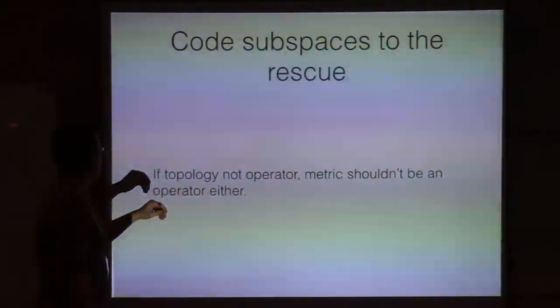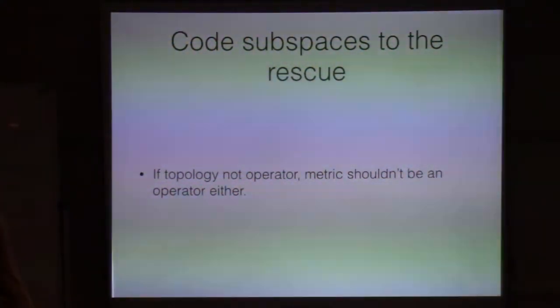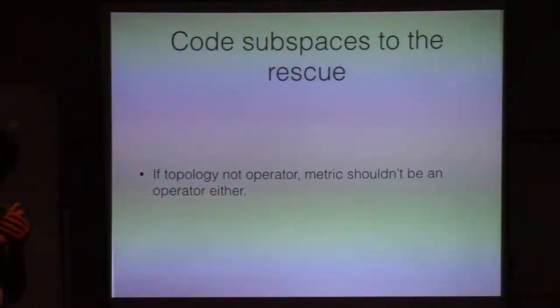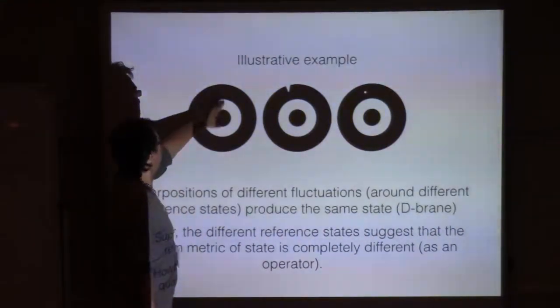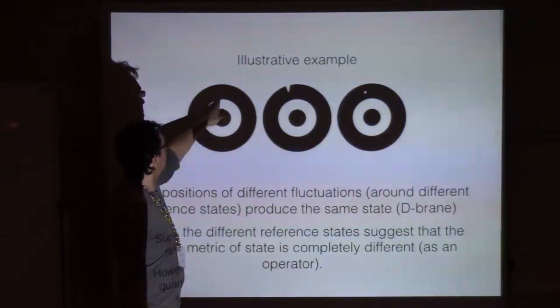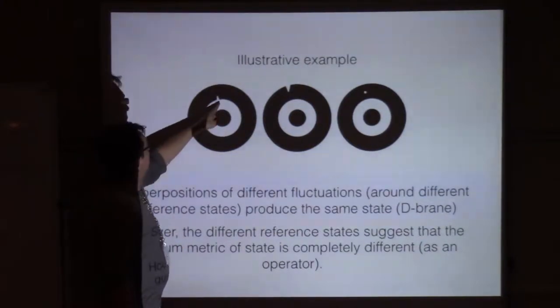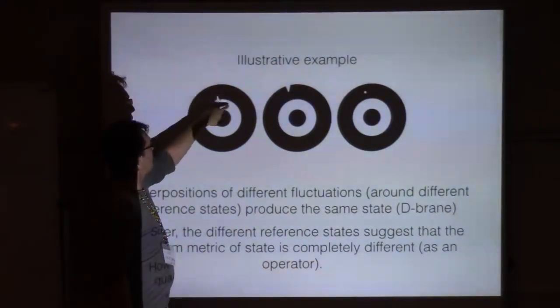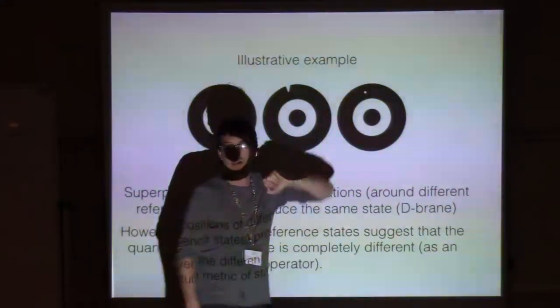So again, if topology is not an operator, just by walking a few steps, you say, well, the topology can be computed from a metric, and if that is not an operator, might as well the metric not be an operator. So can we see some contradiction with the metric being an operator in the Hilbert space of states? And then there's an illustrative example where you can start with a three-ring geometry, and you can make excitations of this edge or excitations of this edge. And then by taking a superposition, you can peel it off from this edge, and you can get a D-ring that looks like this.